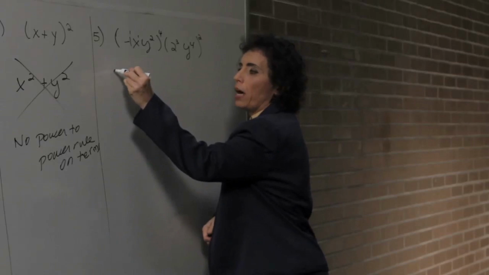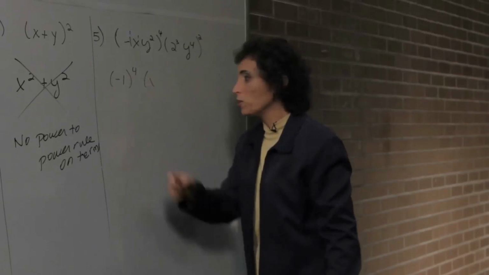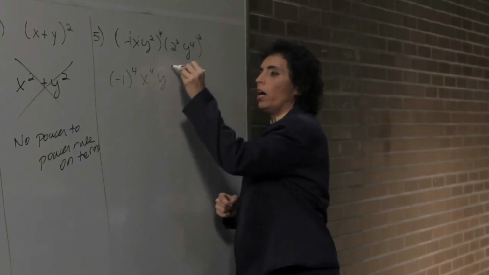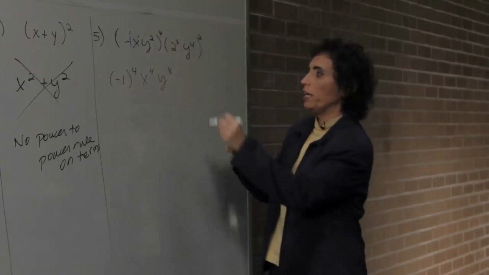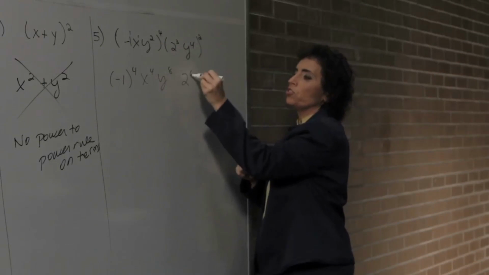So now, power to power. -1 raised to the 4th power. X, I don't need parentheses on my variables. X to the 4th power. Y to the 8th power. 2 times 4 is 8. 2 to the 3 times 2 is 6.